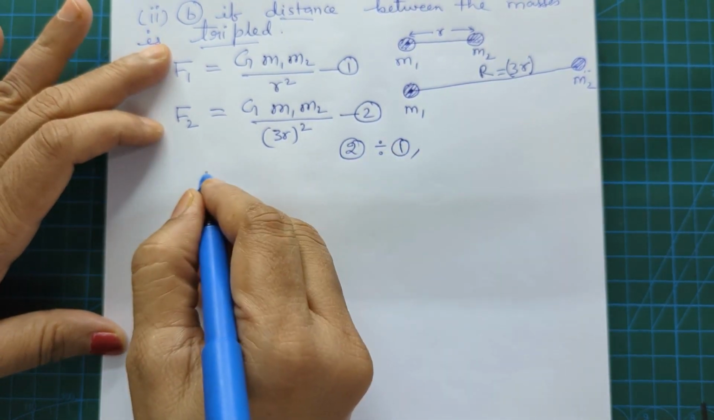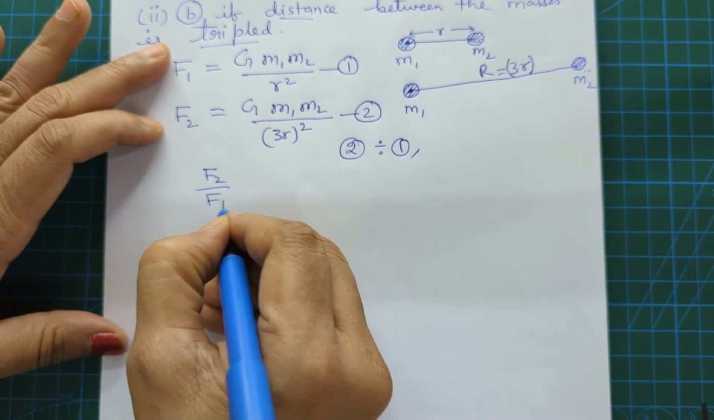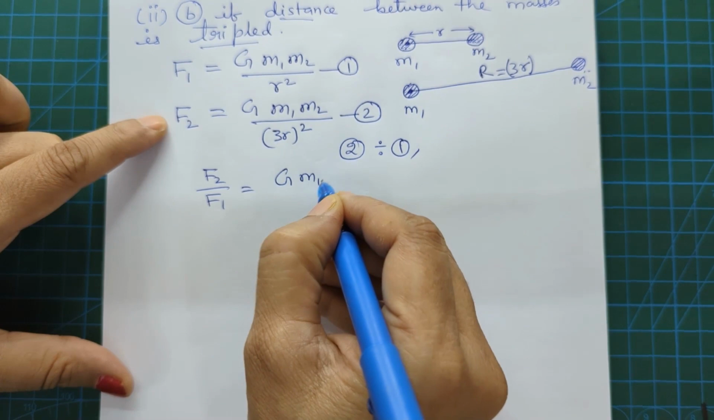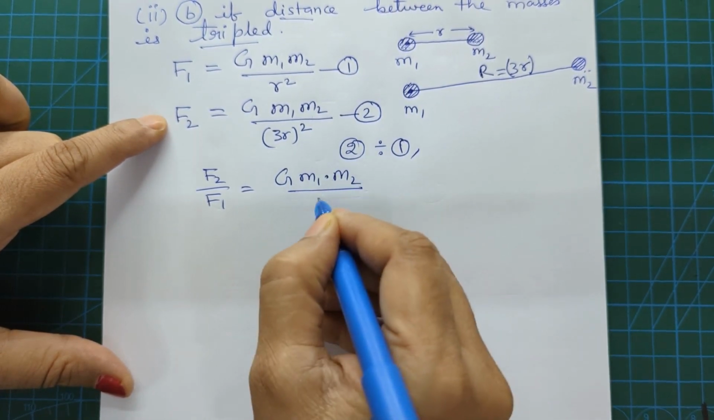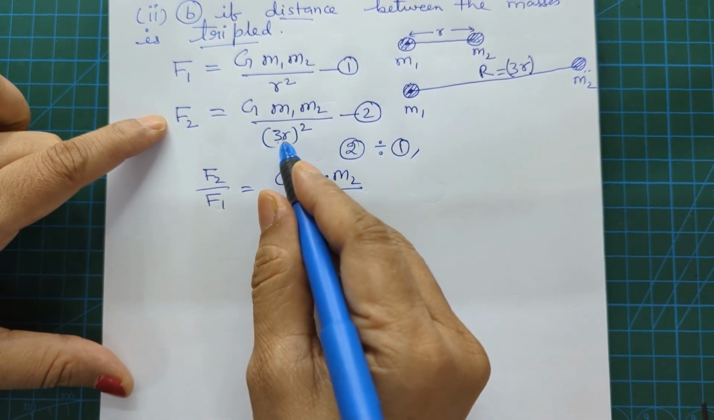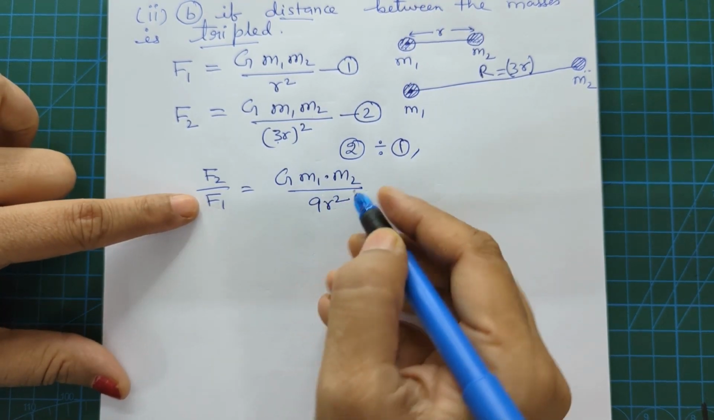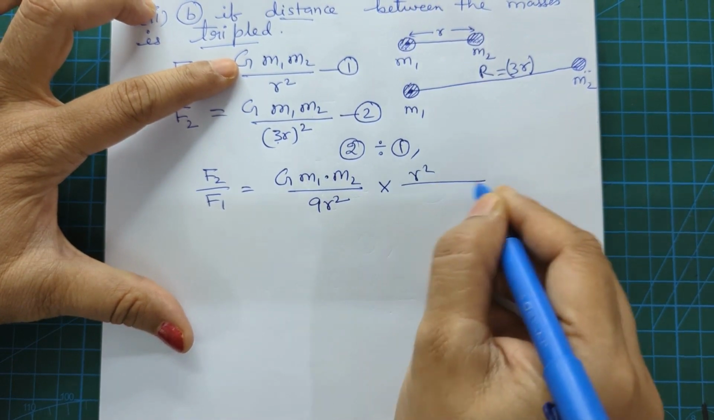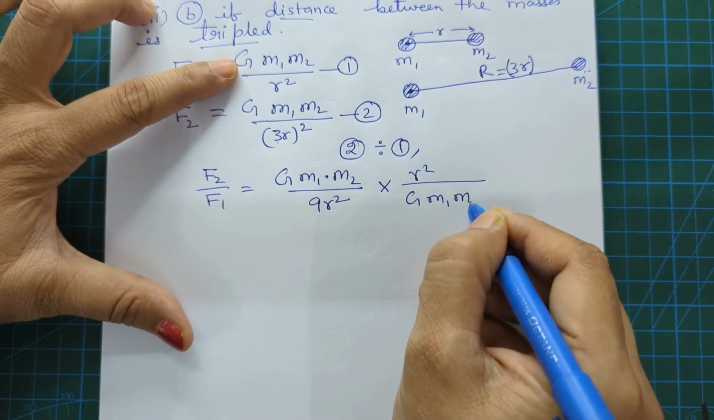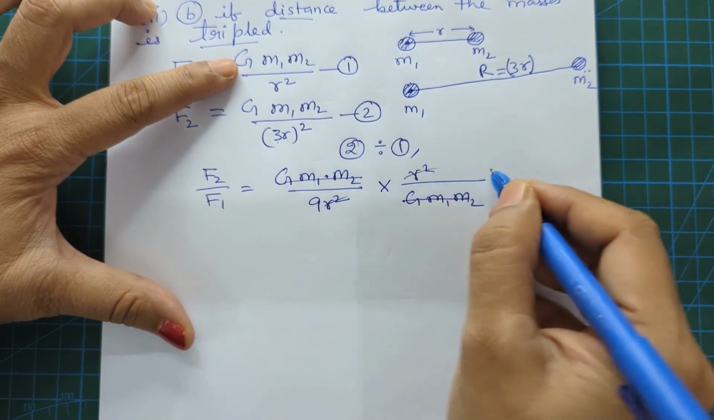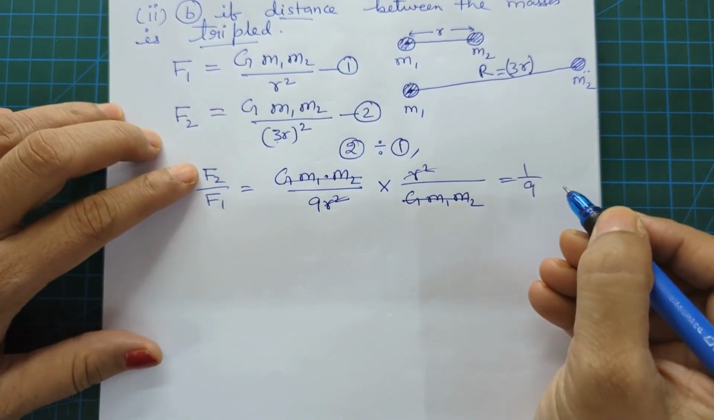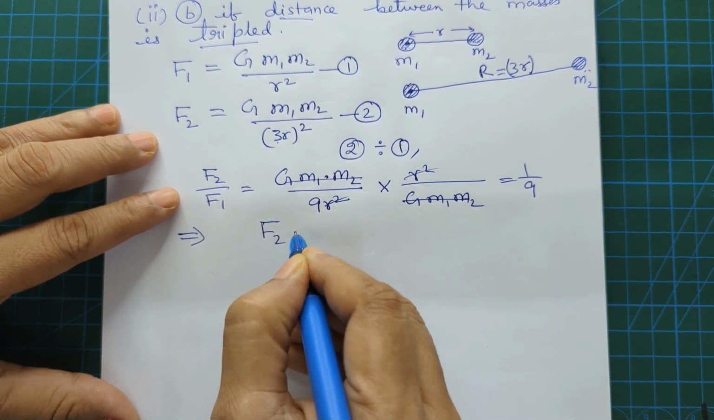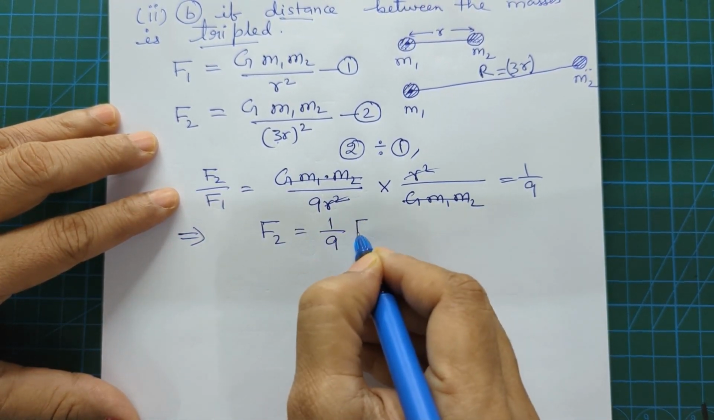So dividing the left hand sides, F2 by F1. For the right hand sides, first we write F2's ratio, meaning G m1 into m2 by 9r square, since 3 square is 9r square. Divided by this means just multiply by the reciprocal of this one, r square by G m1 into m2. Just cancel this off. We are getting 1 upon 9. So F2 by F1 is 1 by 9. So what is F2? The new force is 1/9 of the initial force.